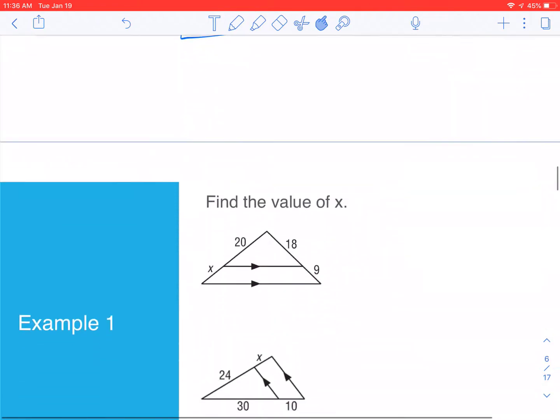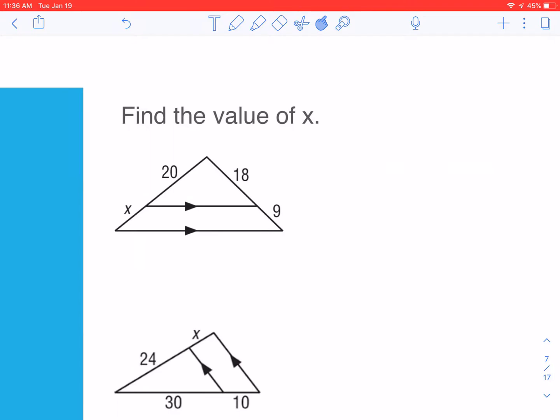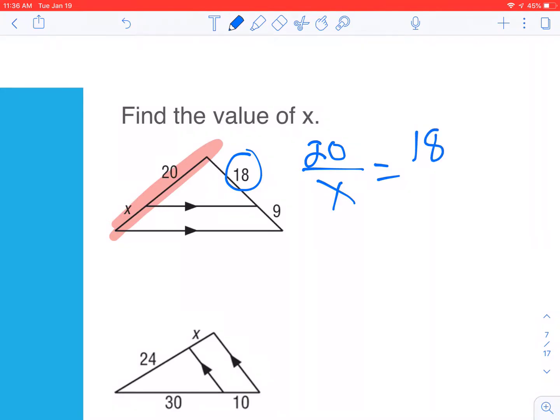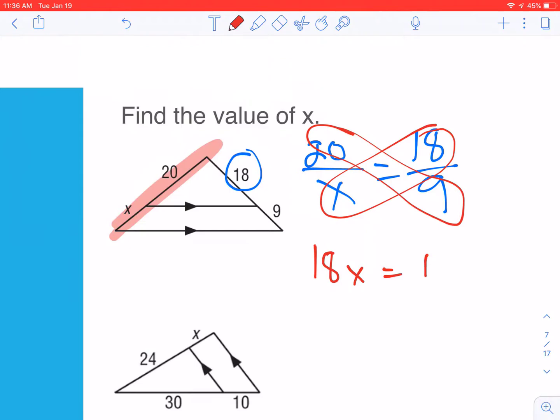Okay, so here's an example. What we do is we look at this side first, and we say 20 over x equals, and then we start out with what's on top, 18 over 9. And we cross multiply like we've been working on, and we get 18x equals 180, divide by 18, and x equals 10.